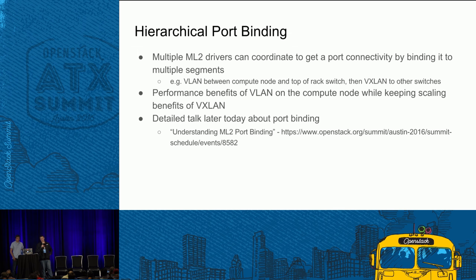Then in the case of hierarchical port binding, multiple ML2 drivers can become involved to get a single port connectivity to a network. The use case for this is typically an operator wants VLANs to be used for the communication between their compute nodes and their top of rack switches because there's no encapsulation overhead that has to be processed on the compute node. And then once it gets up to the top of rack switch, it switches to VXLAN and is then carried over the network. So you get the performance benefits of no encapsulation on the compute node, and then you still get the scaling benefits of the number of VNIs available in VXLAN.